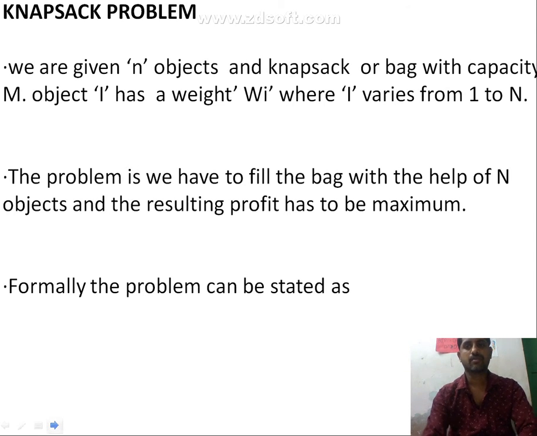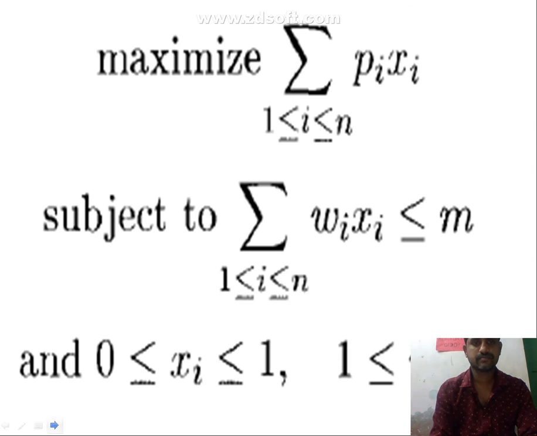Now let us go for the knapsack problem. We are given n objects and a knapsack or bag with capacity capital M, and object i has weight Wi, where i varies from 1 to n. The problem is we have to fill the bag with the help of n objects, and the resulting profit has to be the maximum. Formally, the problem can be stated as follows.